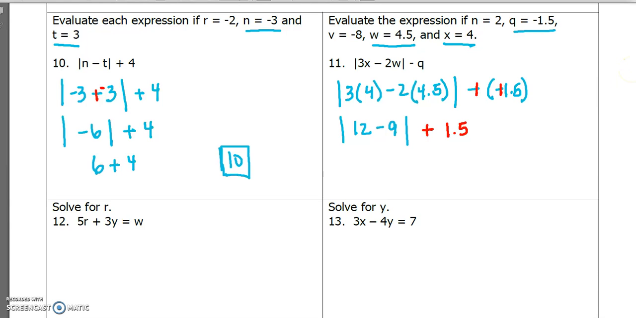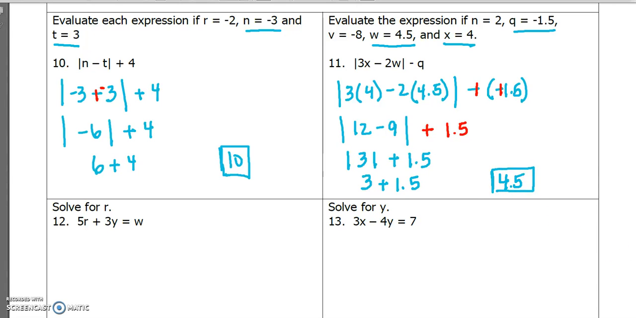Inside my absolute value bars, I have 12 minus 9, which will give me 3, plus 1.5. The absolute value of 3 is 3, plus 1.5, so that's going to give me the grand total of 4.5.